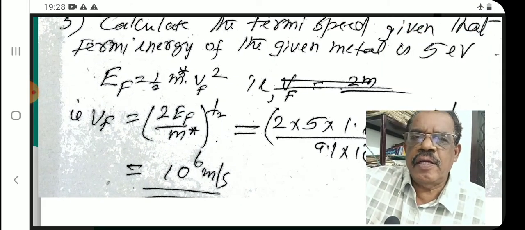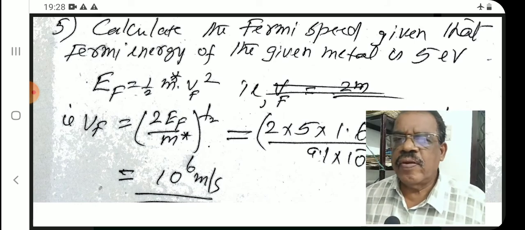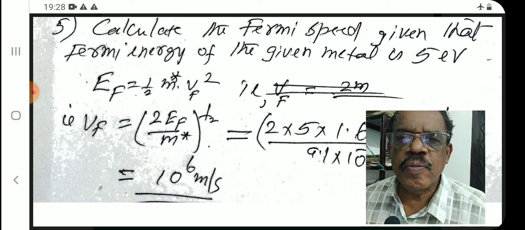Calculate the Fermi speed. The question is Fermi speed. Given that the Fermi energy of the given metal is 5 eV.